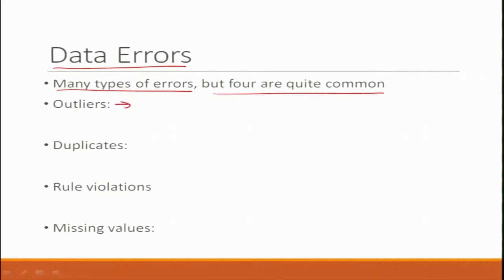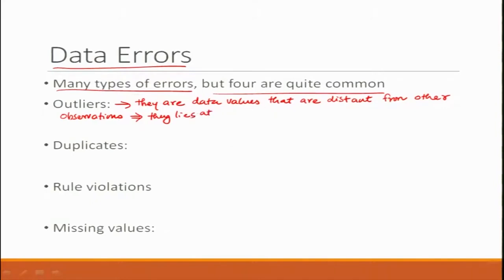The first one we talk about is outliers. Outliers are defined as data values that are distant, long distance, from other observations, which means they lie at an abnormal distance from the rest of the data. Okay. So, the trick here is that these data values are too far away from the rest of the data; they lie very distant from the other data values.